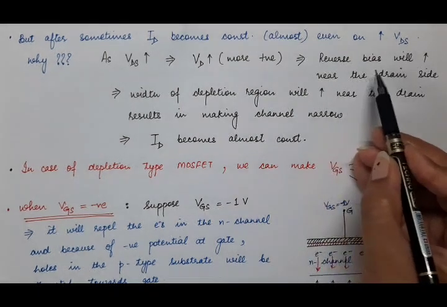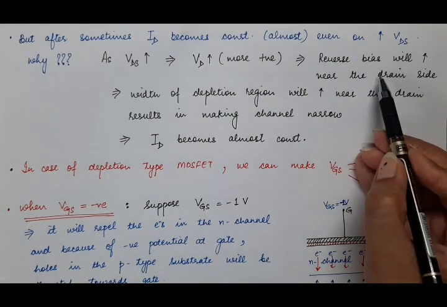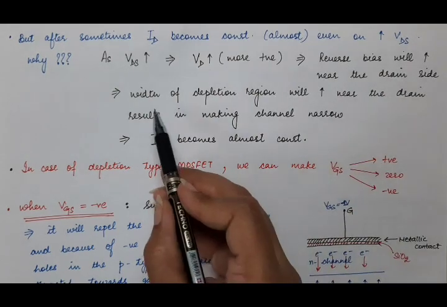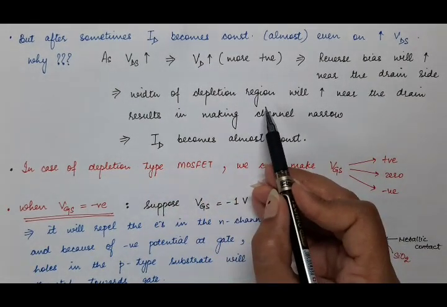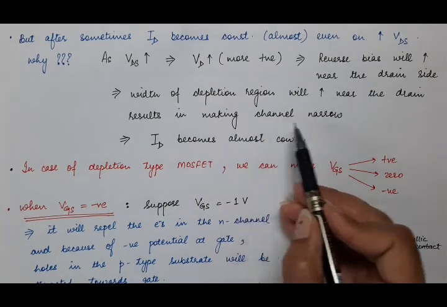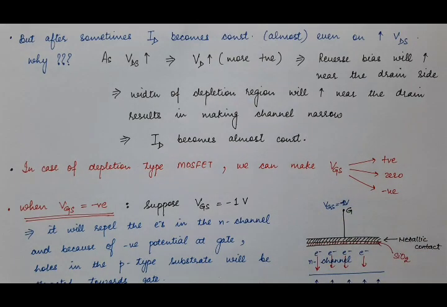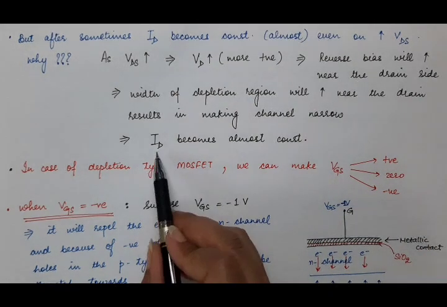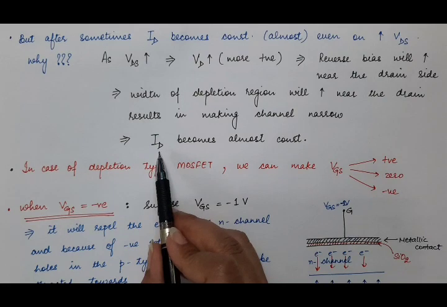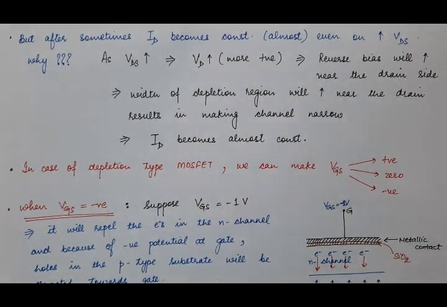So the reverse bias of that PN junction will increase on the drain side, which will increase the width of the depletion layer on the drain side, making the channel narrow, because of which a limited amount of charge carriers, that is electrons, will cross through the channel, resulting in an almost constant value of drain current.